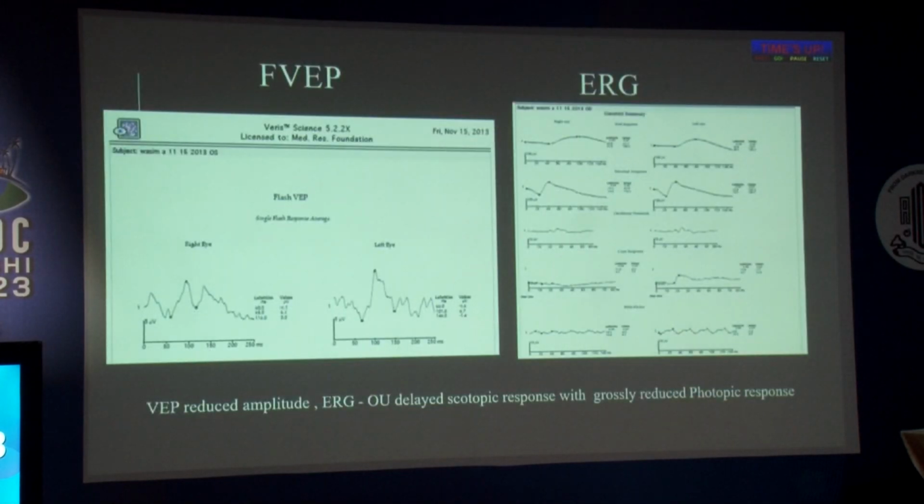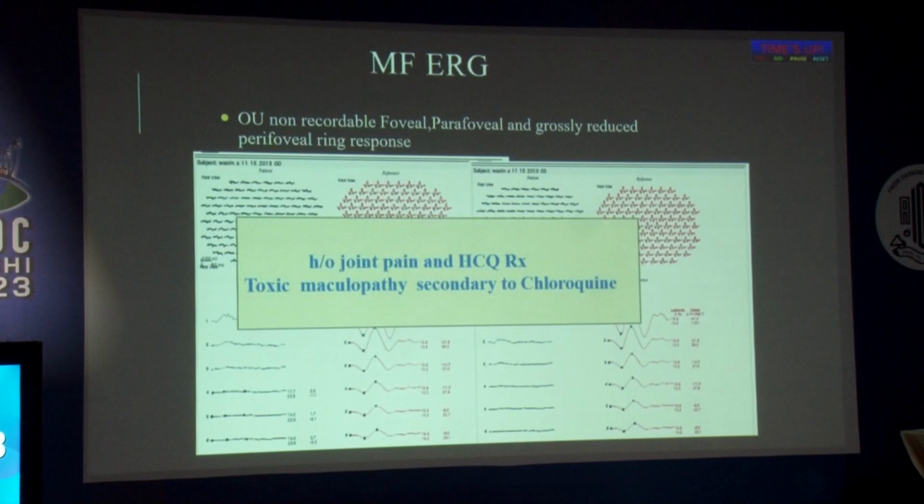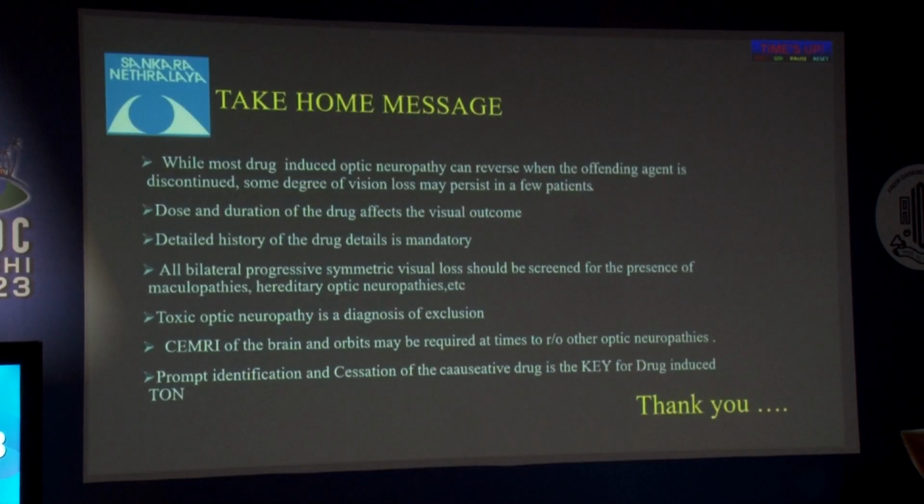Her VEP was also having a reduced amplitude, and that's the ERG. She had bilateral grossly reduced scotopic and photopic responses, and the MFERG is also showing a gross foveal and parafoveal response reduction, and that's when she gave this history. She was on chloroquine for a longer period. She was having frequent episodes of fever and joint pains, and that's chloroquine toxicity of the macula and not an optic neuritis. So remember, differentiate all these factors.